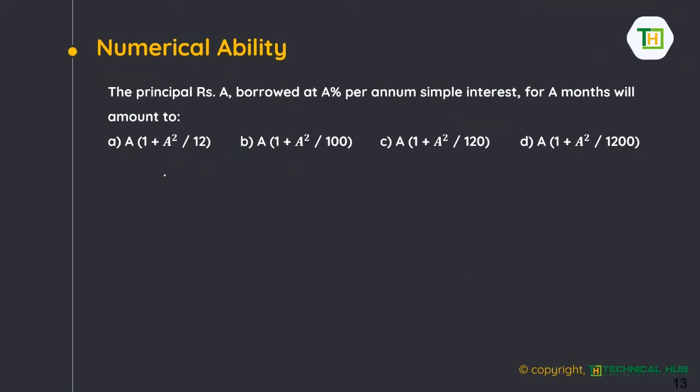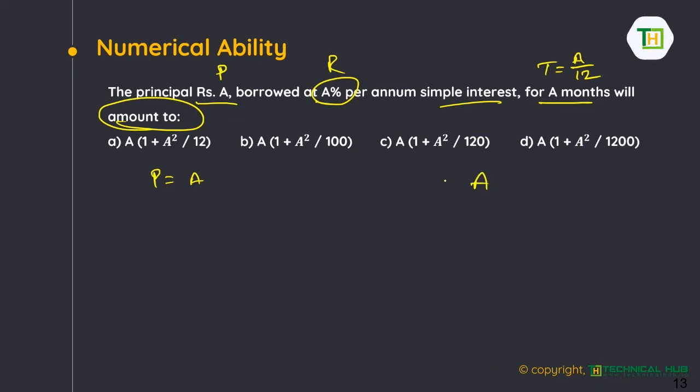Next question. The principal amount is A, borrowed at A percentage. This is the rate of interest, and this is the principal amount. Per annum simple interest for A months. Time period is equal to A months. You need to convert into years, so A by 12 years. If you want to convert months to years, it is A by 12.